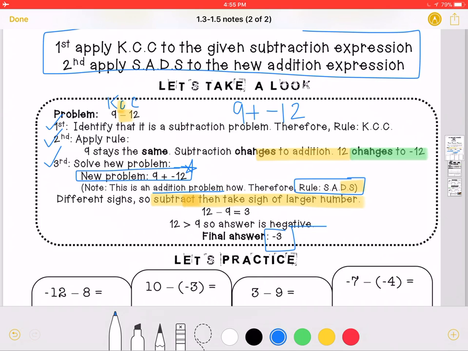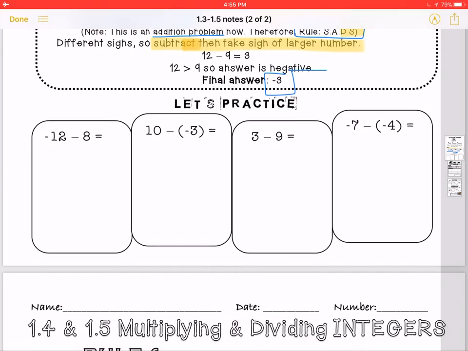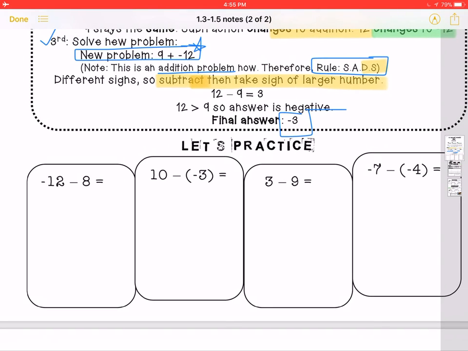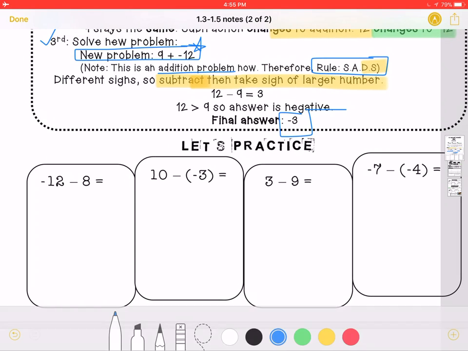Let's walk through a few more examples. And then maybe we'll have you do some of these as well. Let's do some practice here. So first one, I notice it's subtraction. I have negative 12 minus 8. So I'm going to do keep, change, change. I'm going to keep that first number the same. I'm going to change my subtraction to addition. And I'm going to change, this is a positive 8, don't confuse it with that subtraction sign. I'm going to change a positive 8 into a negative 8.